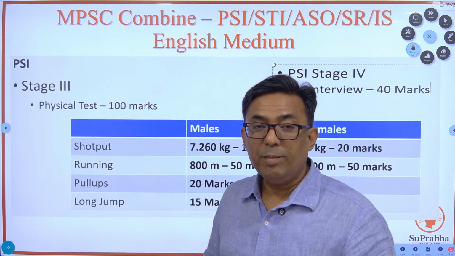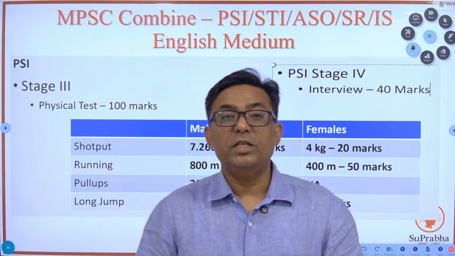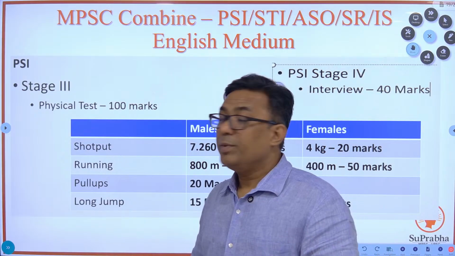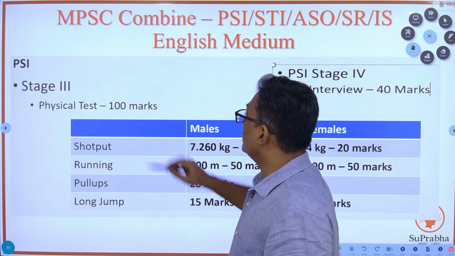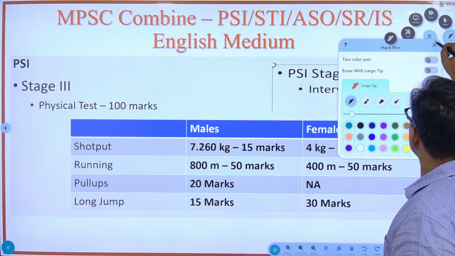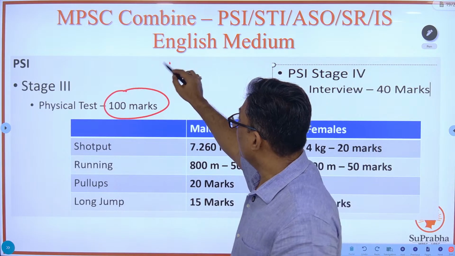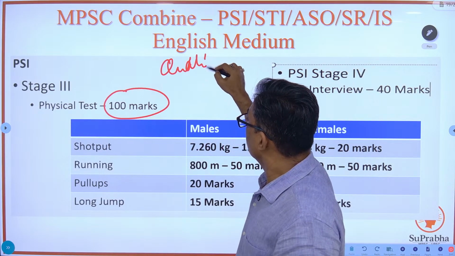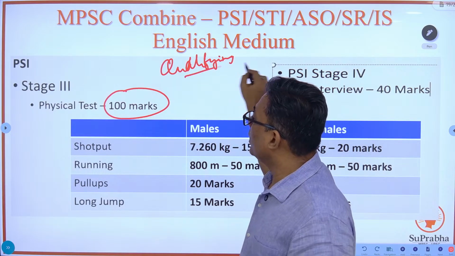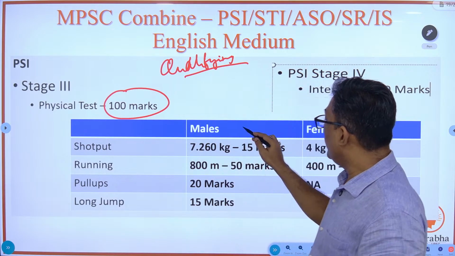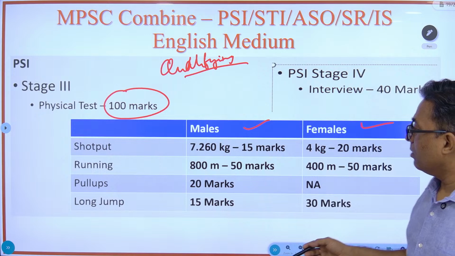Now coming back to this, once the mains is over, for PSI what is the next stage? The PSI next stage is the physical stage. Okay, for PSI next stage is the physical one. 100 मार्काचे फिजिकल टेस्ट चे क्वालिफाईंग आहे. ओके, इथं फक्त तुम्हाला क्वालिफाय व्हायचंय. काय काय असतं मेल्स आणि फिमेलसाठी फिजिकल टेस्ट काय आहे?